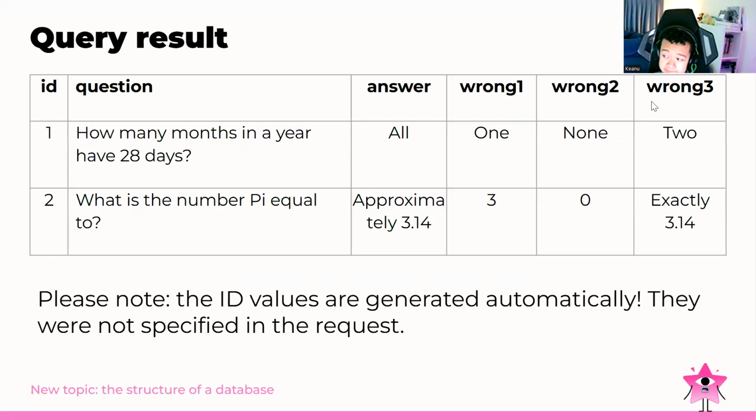And then for the query result, for example, how many months in a year have 28 days? So basically for this one, we have the answer all. What is the number of pi equal to? We have approximately 3.14. And please note also the ID values are generated automatically. They were not specified in the request.